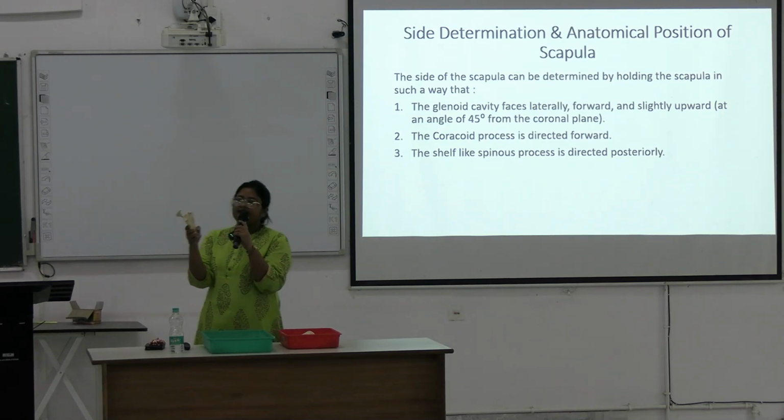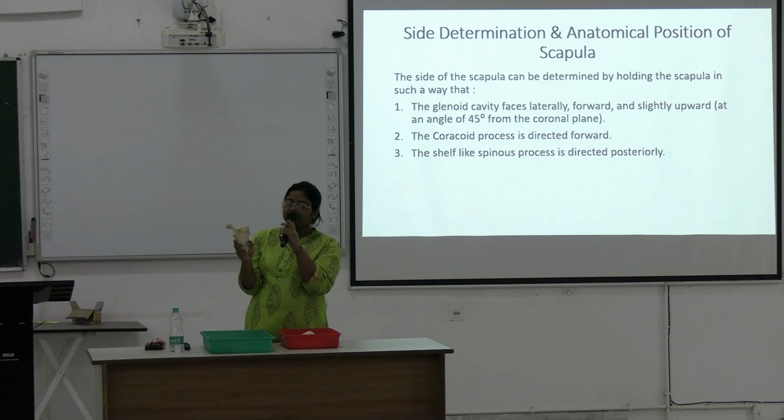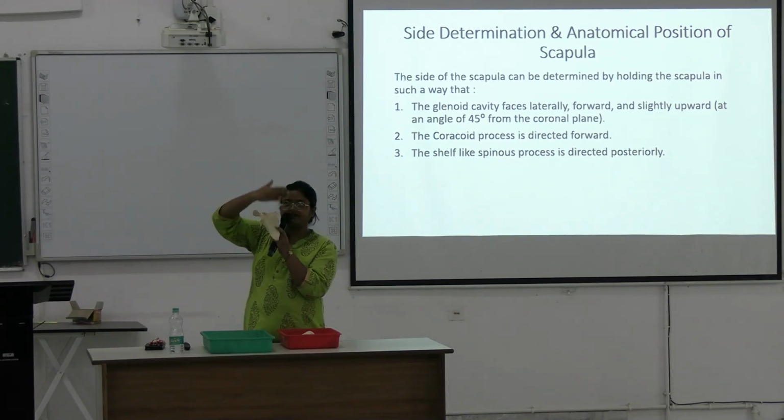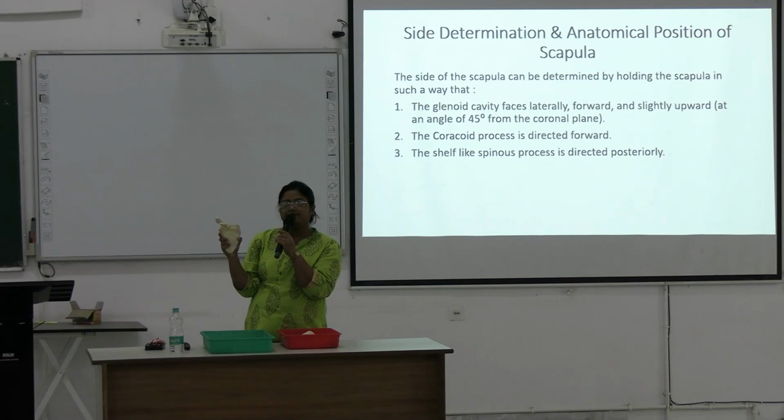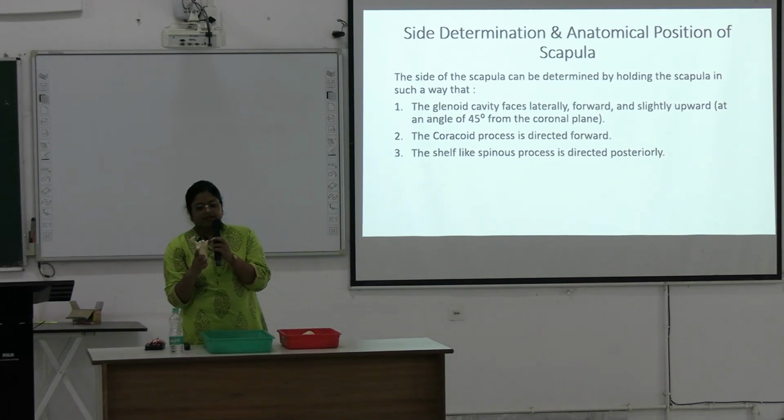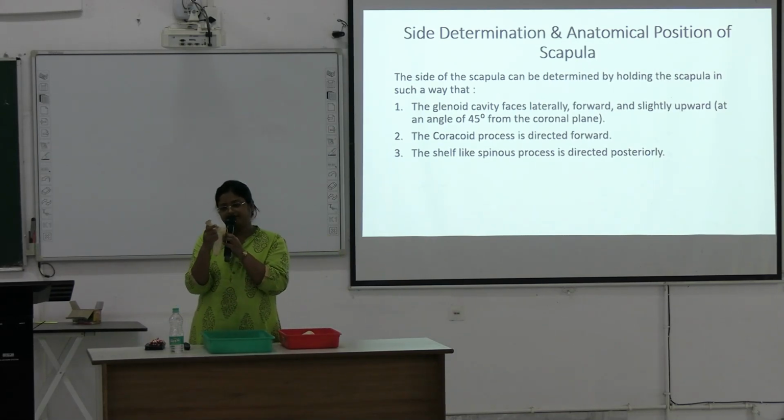And you can see in this anatomical position, the plane of the scapula forms an angle of 45 degrees with the coronal plane. Here the coronal plane is lying like this. So this plane of the scapula is forming an angle of 45 degrees with the coronal plane, okay. And this is the coracoid process. The coracoid process is projecting directly forward. It looks like a bent finger.